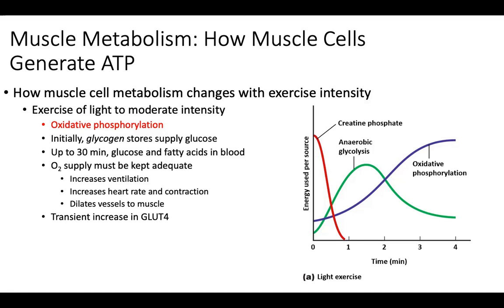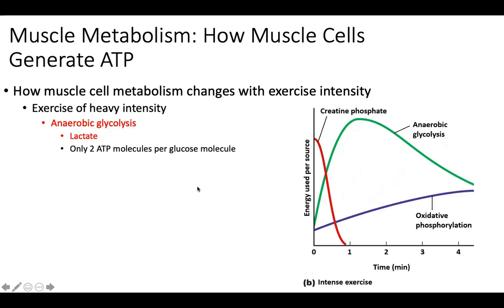Now here we're going to transiently insert some GLUT4 transporters. These were the transporters that we can insert into the membrane of our cell as a way to help us uptake and use that glucose. And so again, in order to sustain this, we're going to transiently increase those GLUT4 transporters to uptake any glucose that's circulating in the blood within that 30-minute window. All right, so this is how our muscles generate the ATP that is needed when we're doing lighter, moderate intensity activities. All righty, and oxidative phosphorylation is the mainstay of that.